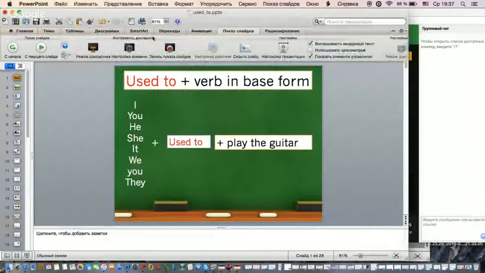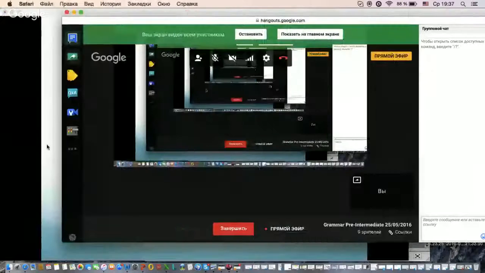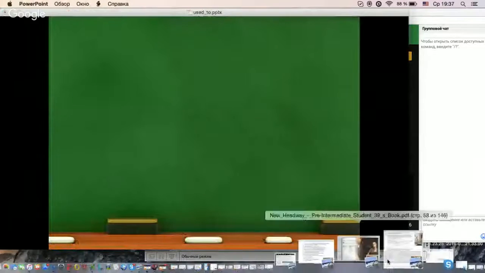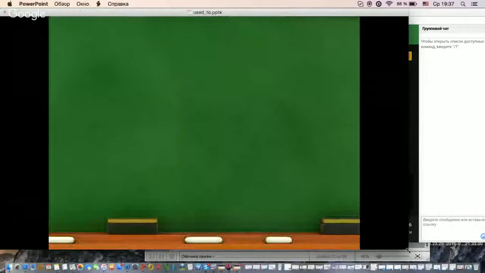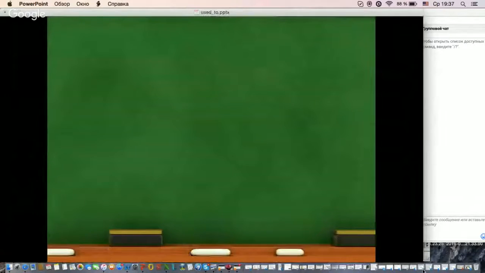So then I'm sharing my slides, and I start explaining all the things about the used to construction. Alright, here's the traditional green board. And now we are going to witness different things going on the board.